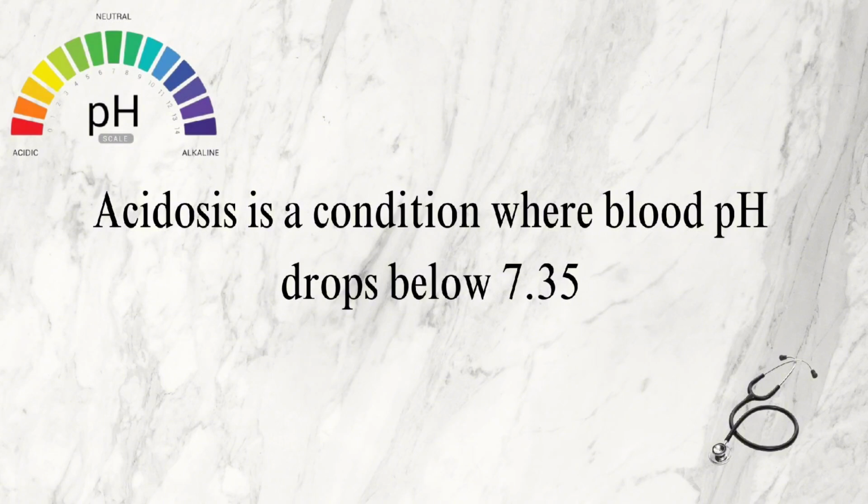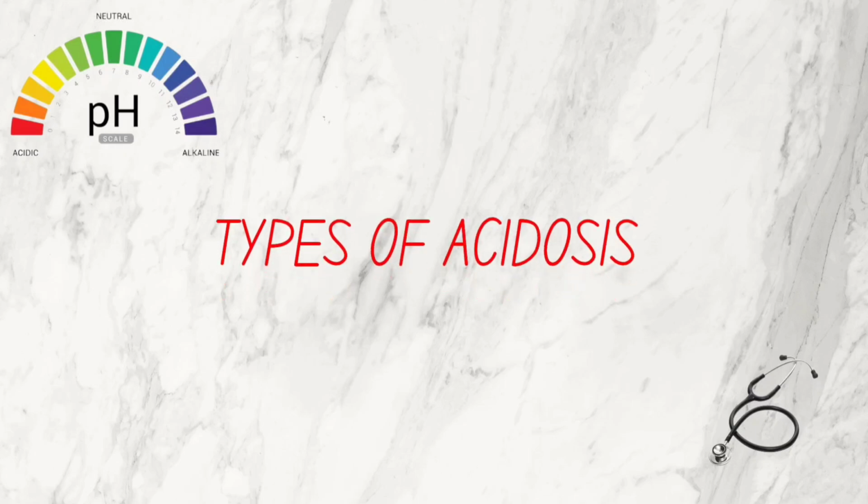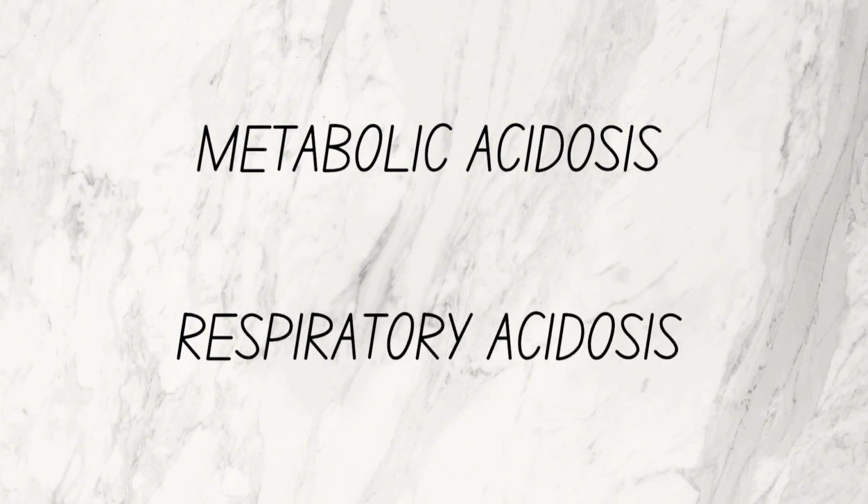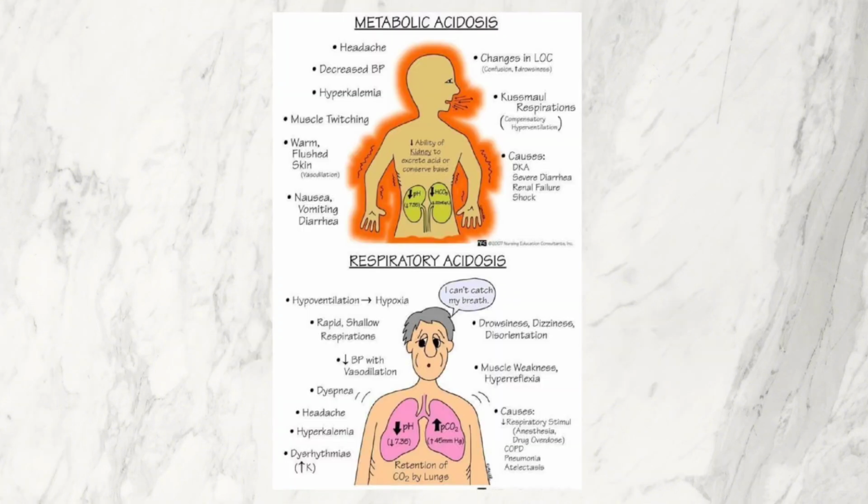Acidosis is a condition where blood pH drops below 7.35. Now, let's look at the types of acidosis. There are majorly two types of acidosis, which is going to be shown on the screen soon: metabolic acidosis and respiratory acidosis.